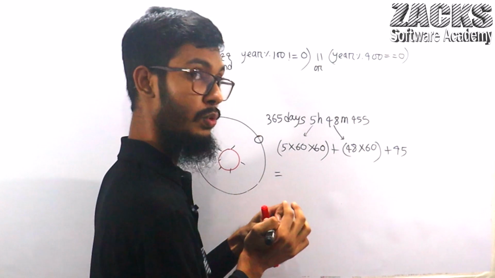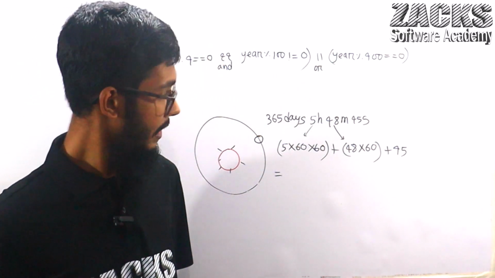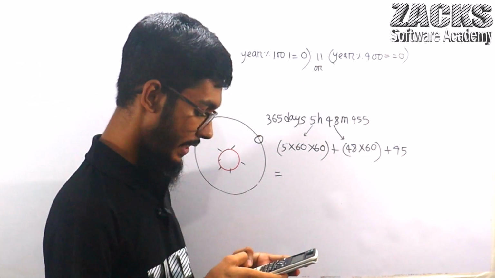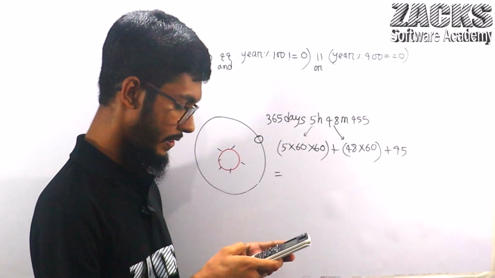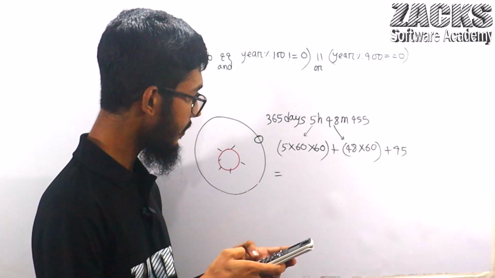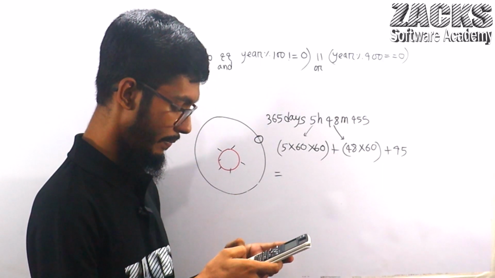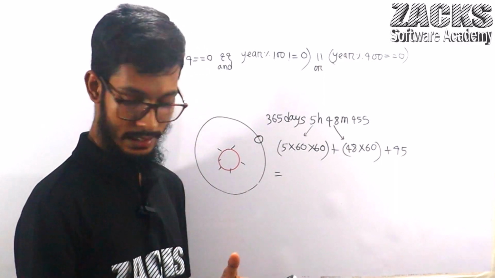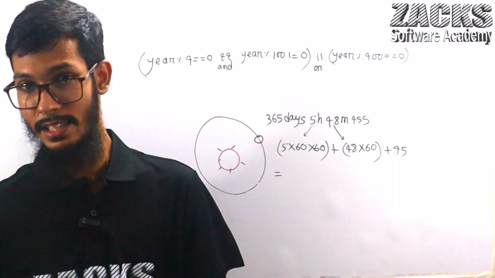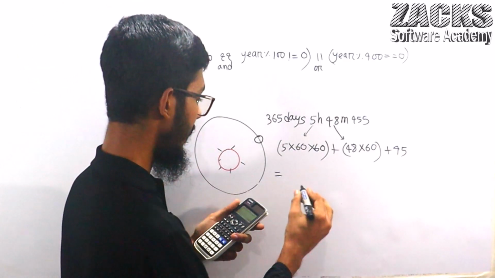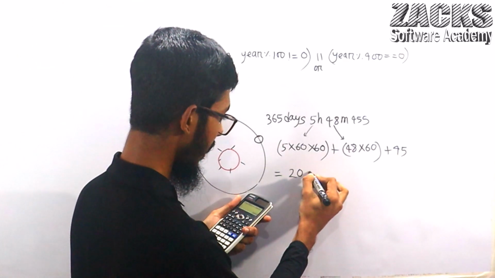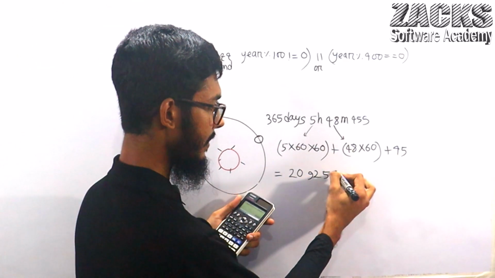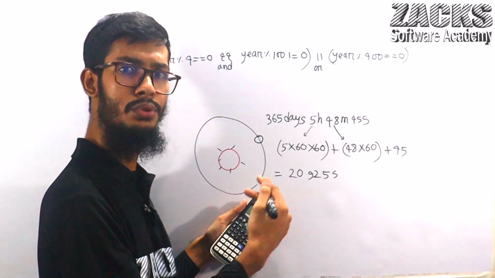Let me check what the result actually is: 5 multiplied by 60 multiplied by 60, plus 48 multiplied by 60, plus 45. Let me write this result here, nothing more than this. The result will be 20925 seconds.